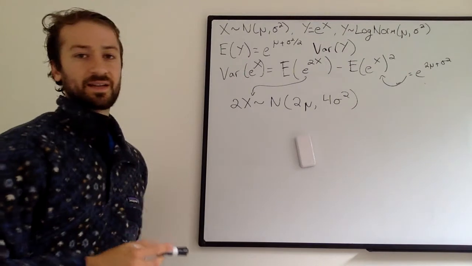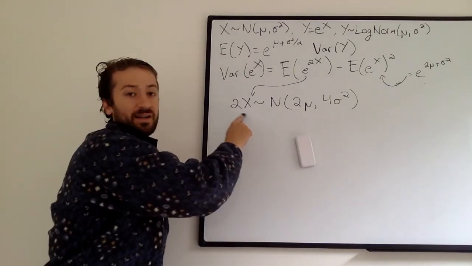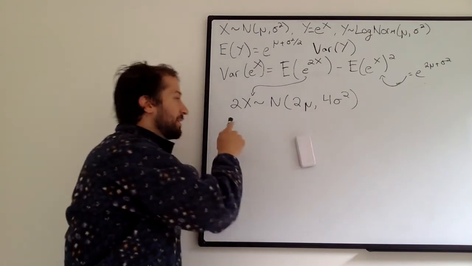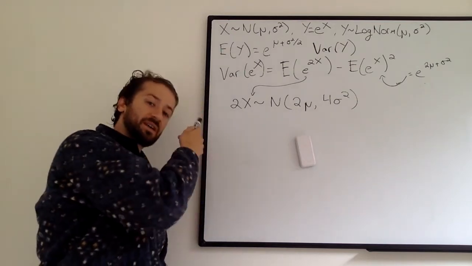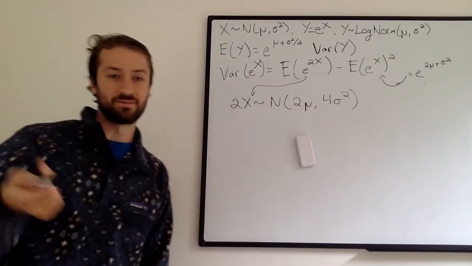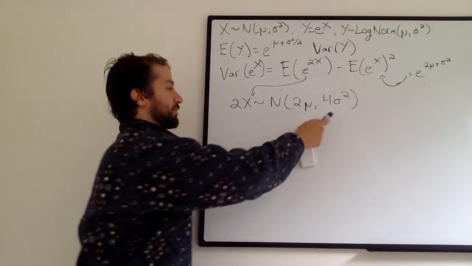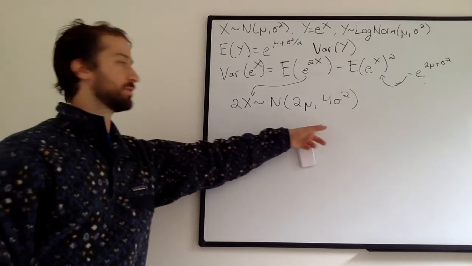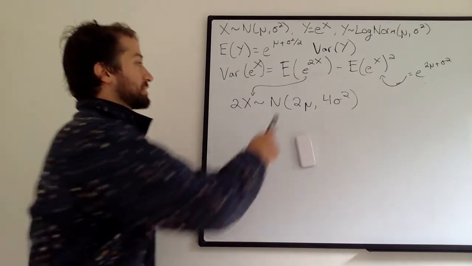You can think about calculating it: for the expectation of 2X, the 2 is going to come out, so it's 2 times the expectation of X, which is 2 mu. For the variance of 2X, the 2 comes out and gets squared because it's a variance, so it's 4 times the variance of X, which is 4 sigma squared. So if 2X is normal with 2 mu and 4 sigma squared, then we just have a lognormal here.